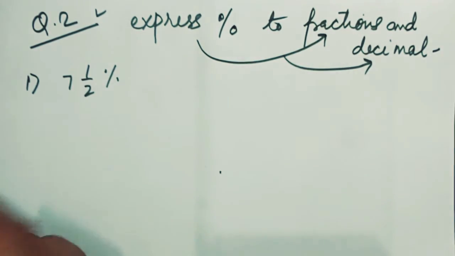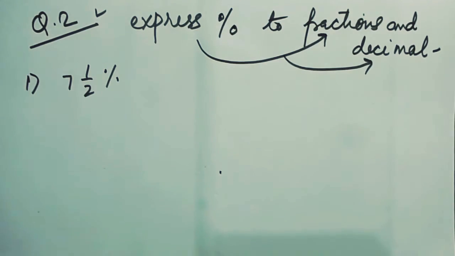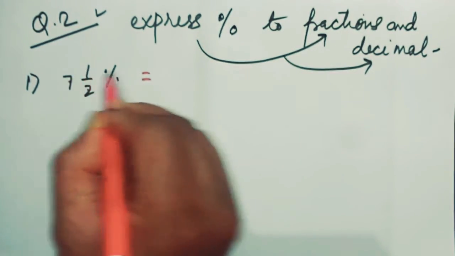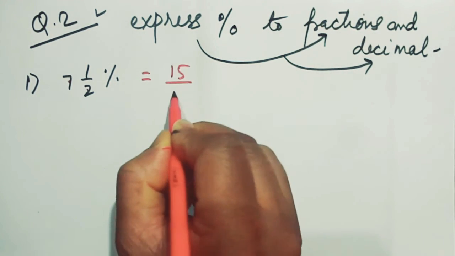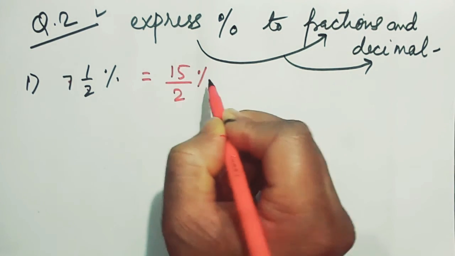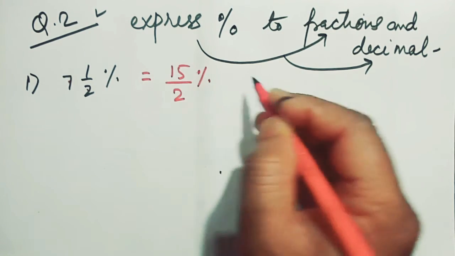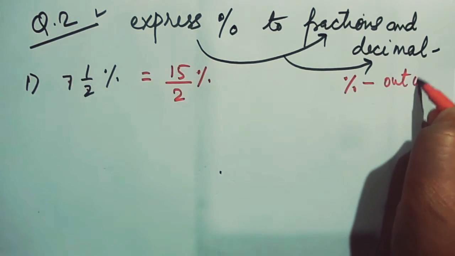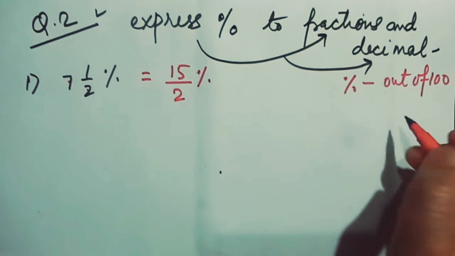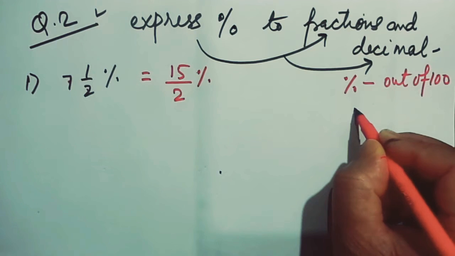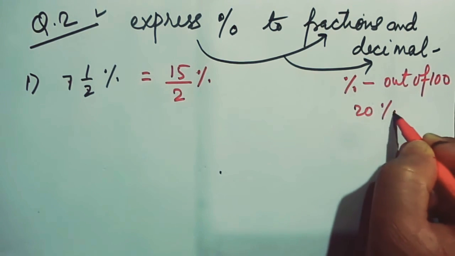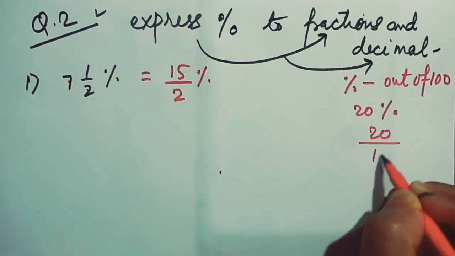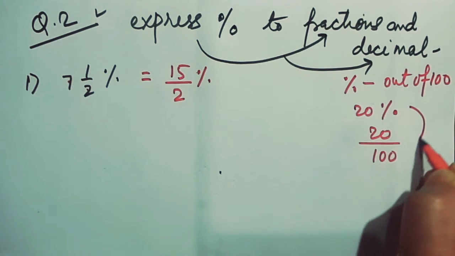Okay, in number 1 we have 7.5%. So what do we mean by 7.5%? It means 7 2s are 14, plus 1, 15 by 2 percent. Now, what do you mean by percent? Percent means out of 100. So if we have, for example, 20%, naturally how are we going to write this? We'll write 20 by 100. 20% means 20 by 100.